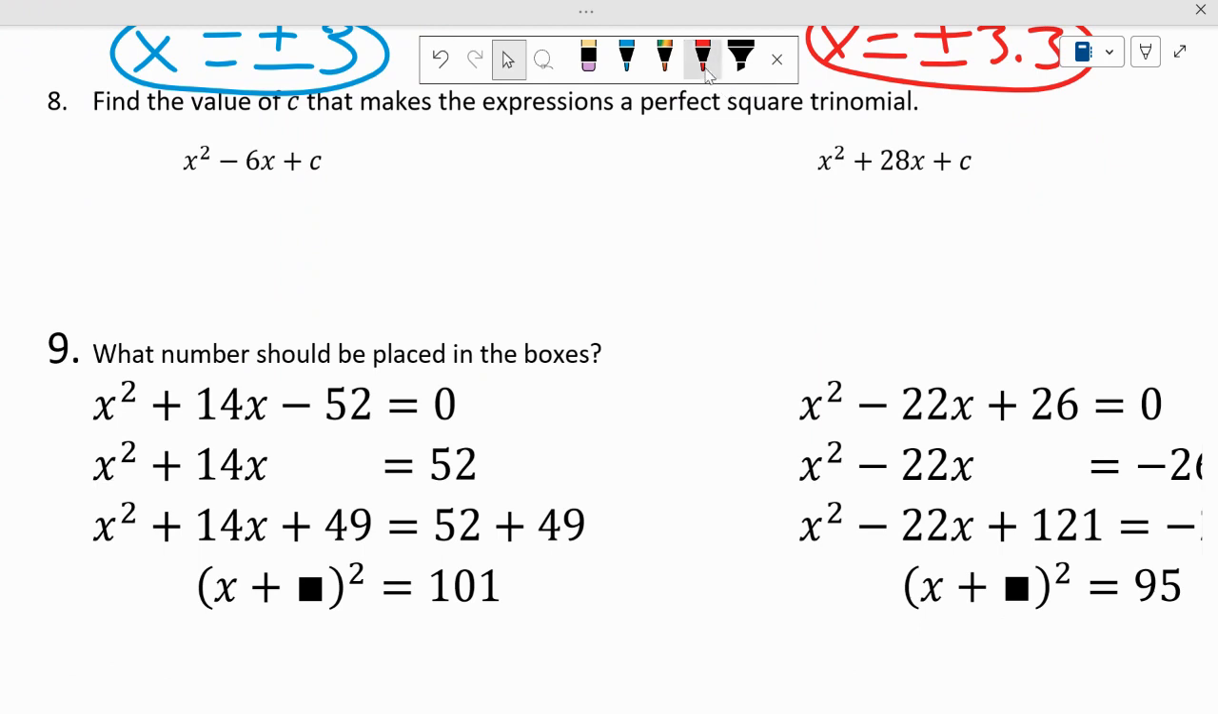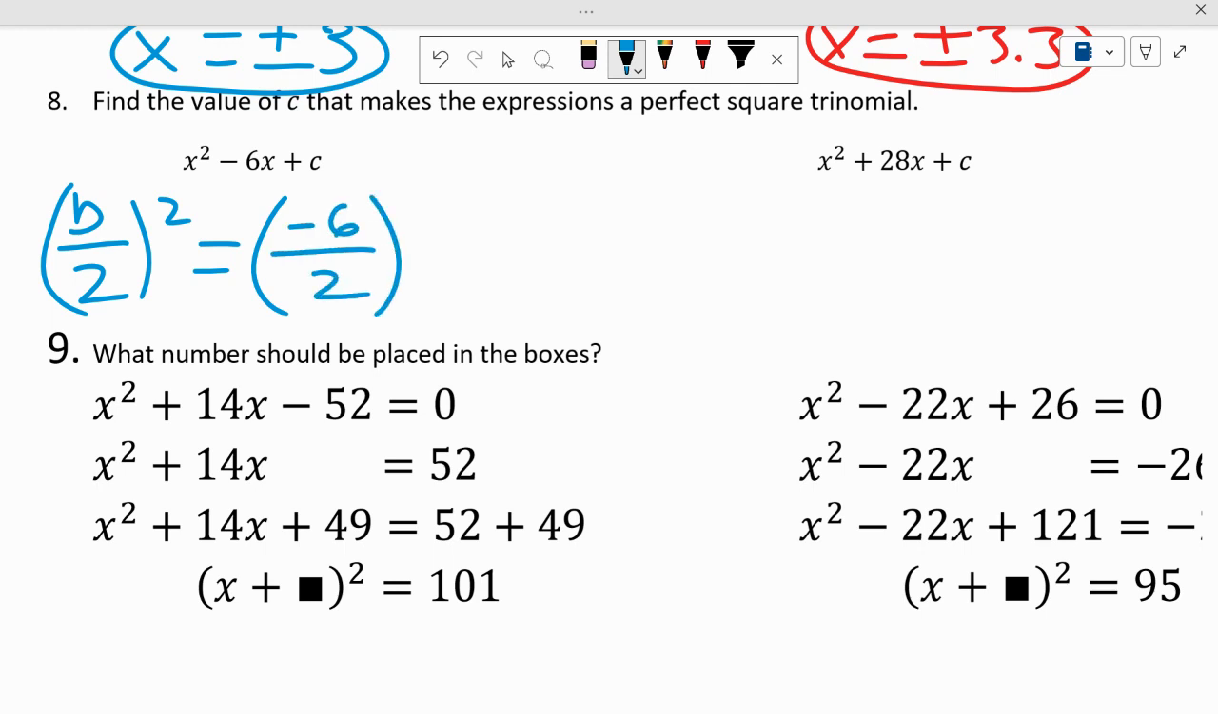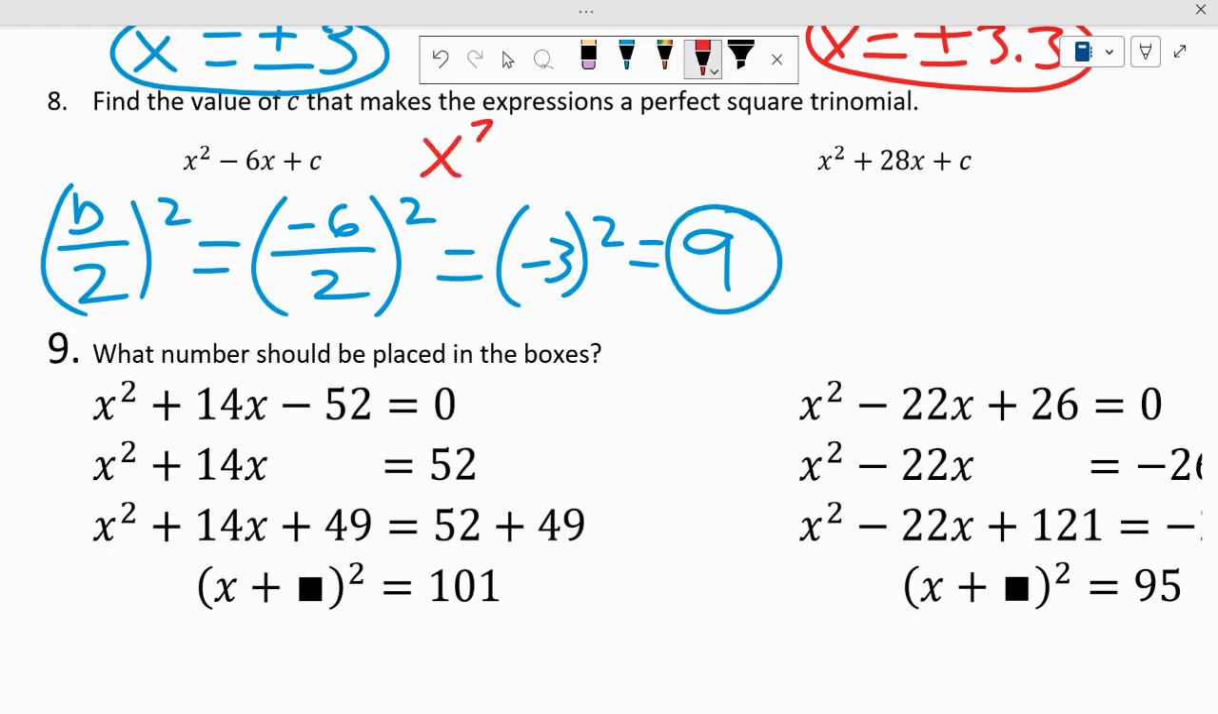Okay, moving down to number 8. It says find the value of c that makes the expression a perfect square trinomial. Lots of questions on this. To find c, there's a formula, b over 2 squared. Remember, we did this, I want to say, about 20 times in class. So what's b? B is the middle number, which is -6. -6 divided by 2 is -3. -3 squared is 9. So the answer is 9. On my answer key, I plugged it back in, so I wrote my answer like this. Doesn't matter though.